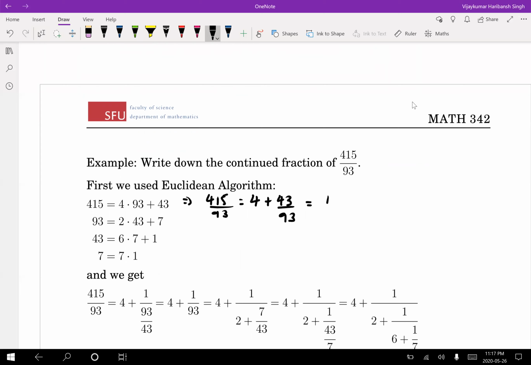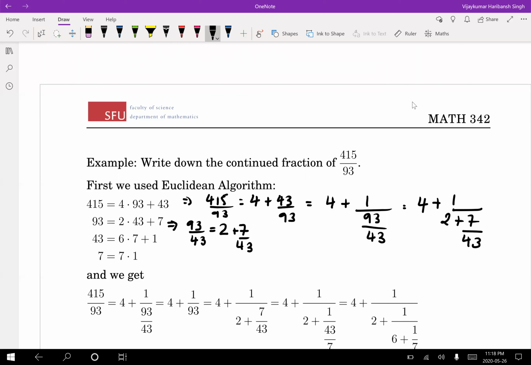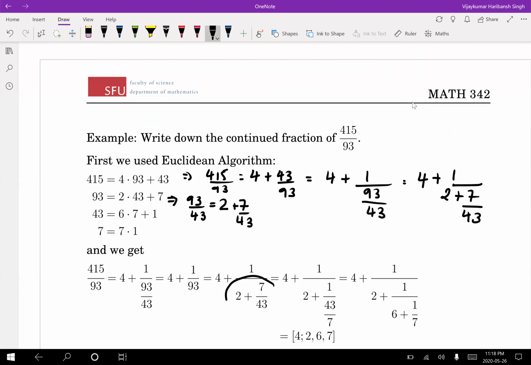And now I can write this as 4 plus 1 upon what? 1 upon 93 by 43. Right? And I'll use this part now. So from here, what do I get? I get 93 by 43 is equal to 2 plus 7 by 43. So I can write this as 4 plus 1 upon, instead of 93 by 43, I'm going to write 2 plus 7 by 43. So which is demonstrated here, 2 plus 7 by 43.